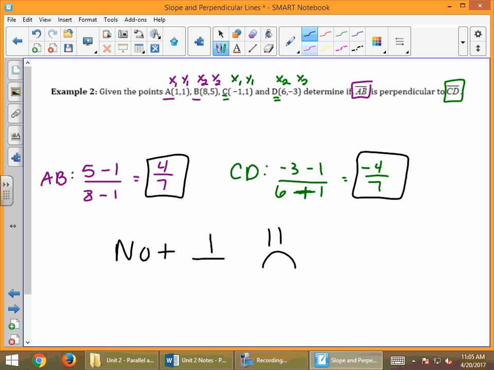They're opposite, but they're not flipped. So they're not perpendicular. They have to be both in order to be perpendicular. They have to be opposite and flipped. If they don't fit both criteria, then they're not perpendicular. They're just going to intersect. When they intersect, they don't form right angles. Feel free to go back and watch the video. Now, go ahead and move on to the practice.